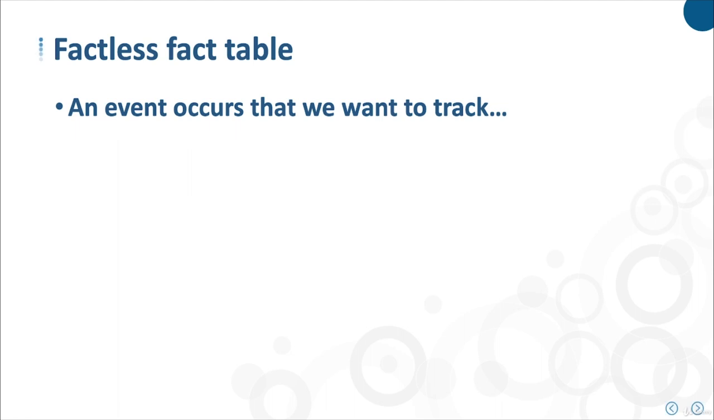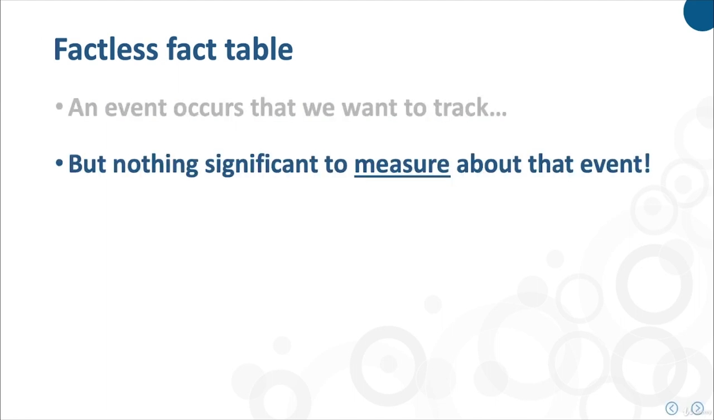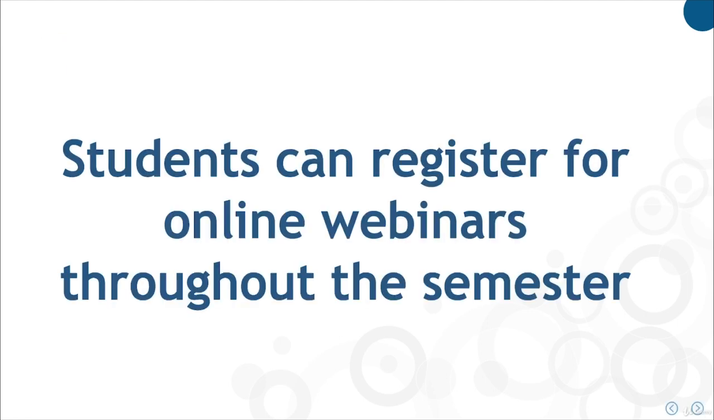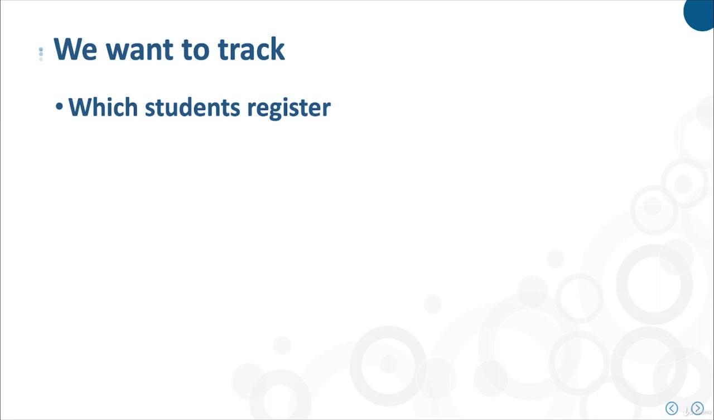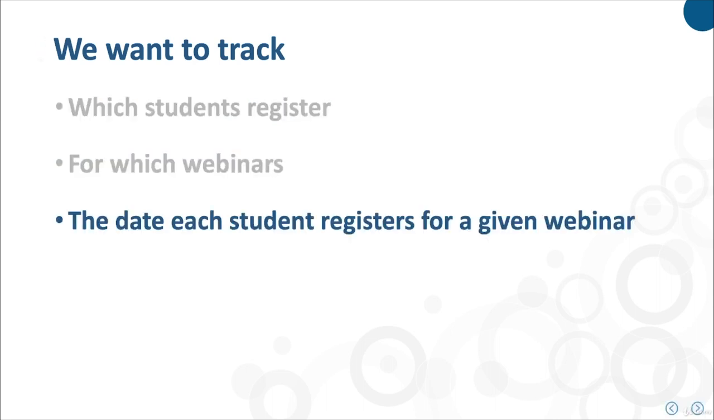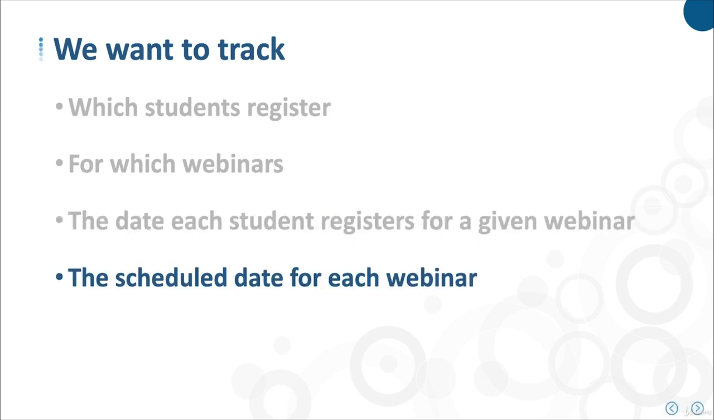In the case of the first, with a Factless fact table we have an event that occurs that we want to track, but there's nothing significant to measure about that event. Let's say, for example, that students within our university can register for online webinars throughout the semester. What we would like to do is track which students register for which webinars, the date that each student registers for any given webinar, as well as the scheduled date that each webinar is supposed to be held.